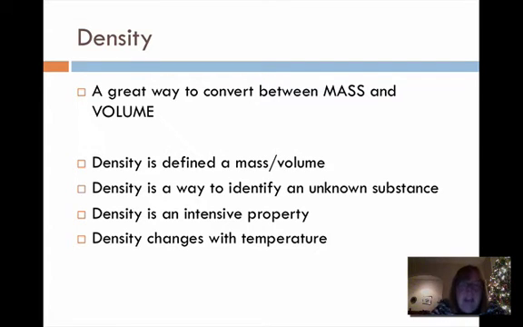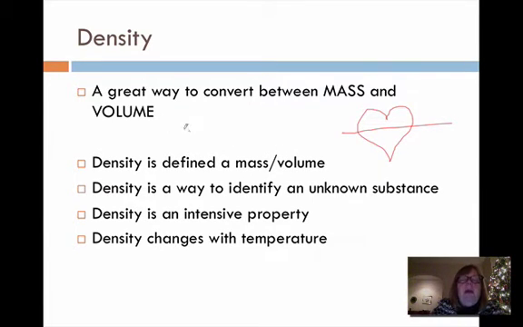So first of all, let's make sure that you know the definition of density. The definition is density is mass divided by volume. And the way I remember this, it's kind of silly, is I just love density. See my heart? Mass over volume. See the M? See the V? All right.